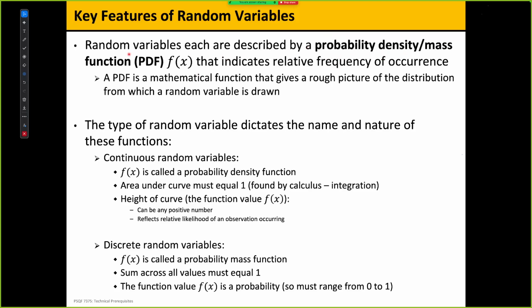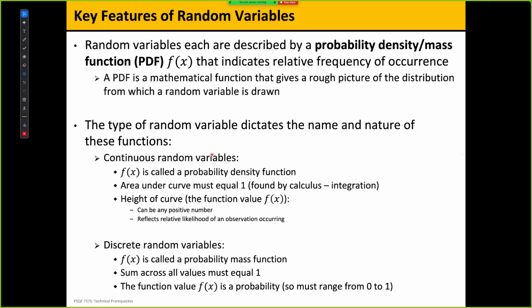probability density function or a probability mass function. Sometimes referred to as PDF for probability density function, PMF for probability mass function. What that function indicates, particularly for a PDF, is the relative frequency of an observation occurring, right? In a probability mass function, that function indicates the probability an event will occur, right? So PMF is for discrete distributions, PDF is for continuous. Both are mathematical functions that give a rough picture of the distribution from which a random variable is thought to come from. Right? So the type of random variable dictates the name and the nature of these functions, right?